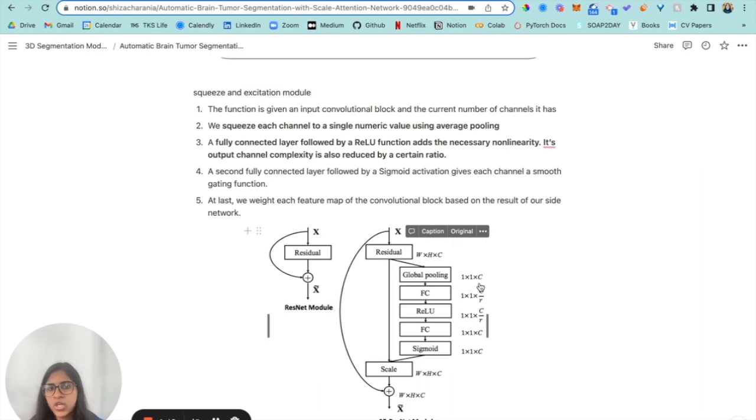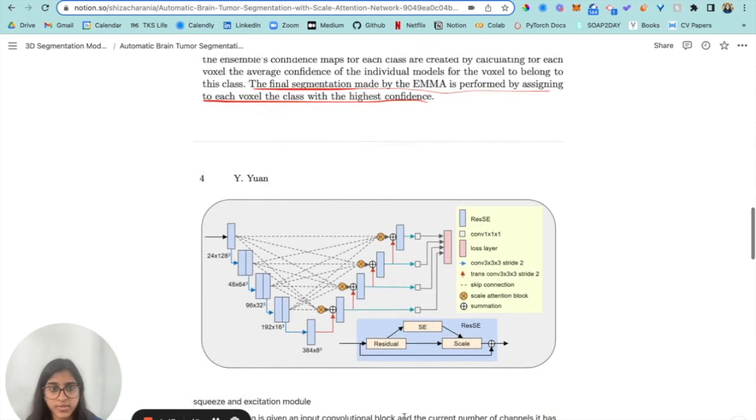You have the value R, which takes the output channel complexity and reduces it by a certain ratio. In this paper, I believe the ratio was R is equal to 4. Yes, that is correct. So R is equal to 4. You're dividing the number of channels by 4 here, and then you're going back with the sigmoid, and then you're scaling it, and then you have the same thing that you would have with the ResNet module that I talked about at the beginning. So that's pretty much a squeeze and excitation module.